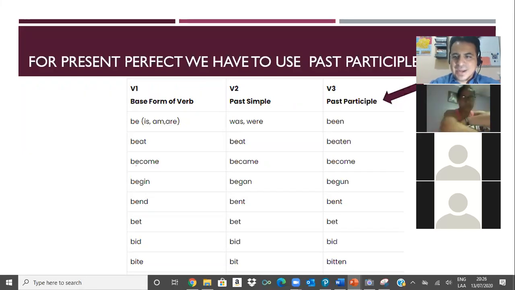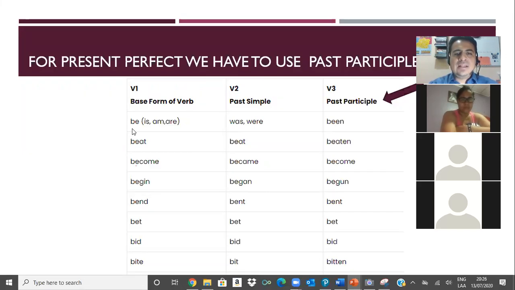¿Cuál vamos a usar para present perfect? Past participle. Okay. For example, begin, begun, begun. Okay. En algunos son igual, no cambian por el simple past y el past participle. For example, bend, bent, and bent. No cambia. So puedo usar cualquiera, ¿verdad?